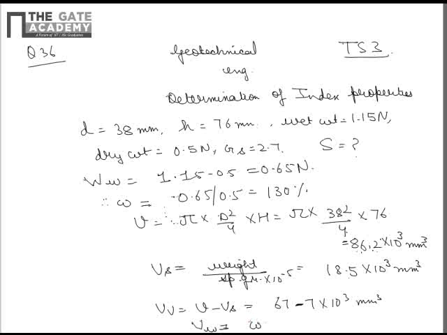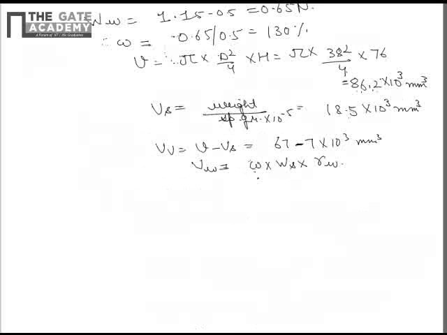So volume of water will be water content multiplied by weight of soil multiplied by gamma W, because water content is nothing but weight of water to weight of soil, into gamma W will give me weight of water into gamma W, hence it is equal to volume of water.